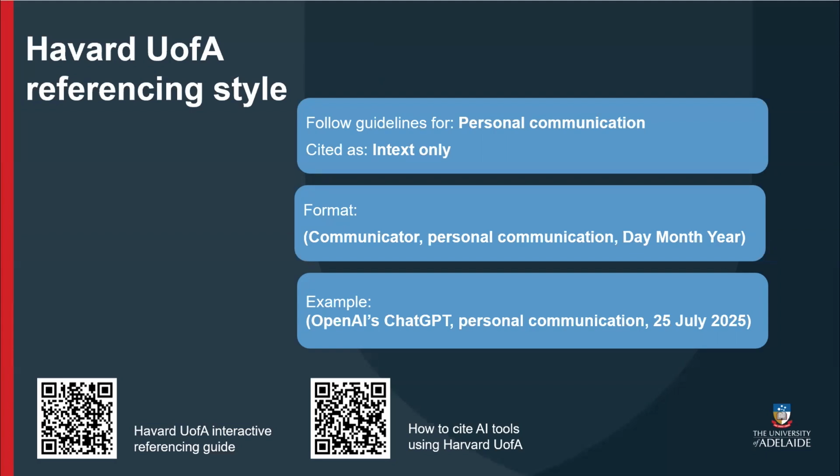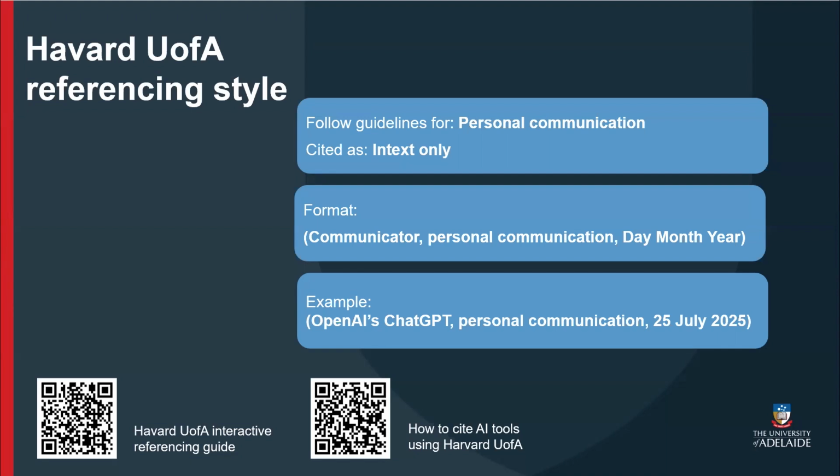And the format and example can be found on screen. So, for example, you'll see the example at the bottom there, OpenAI's ChatGPT, personal communication, 25. So that's if you are citing AI content that's within your assignment, that's how it would look. Depending, of course, that's only if you've used ChatGPT in this instance. You could use other tools like Claude and so on, but it's the company name, the tool name, personal communication, and the date. That's if you're using Harvard U of A referencing style. So this format helps show when and how you used AI while aligning with Harvard's rules for non-recoverable sources.